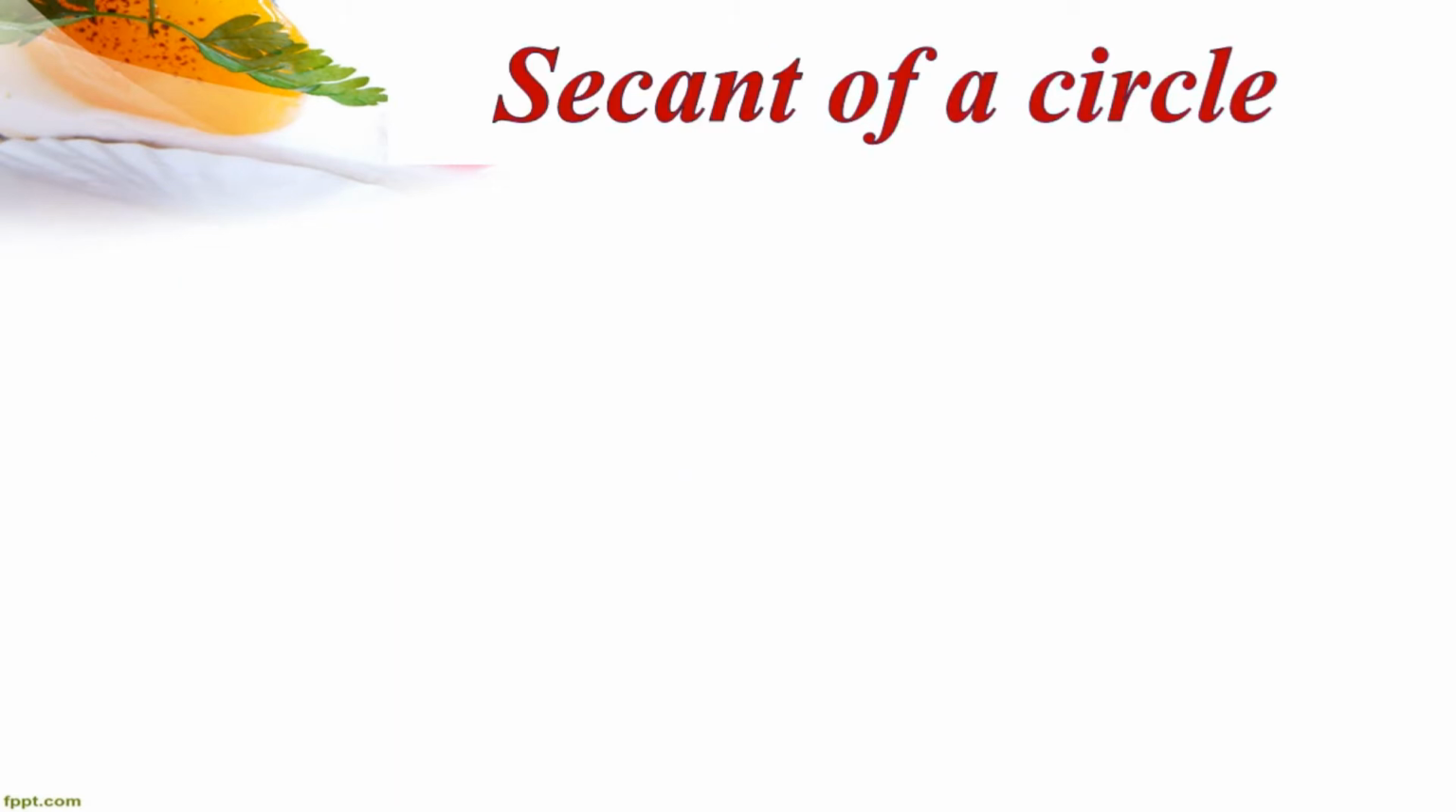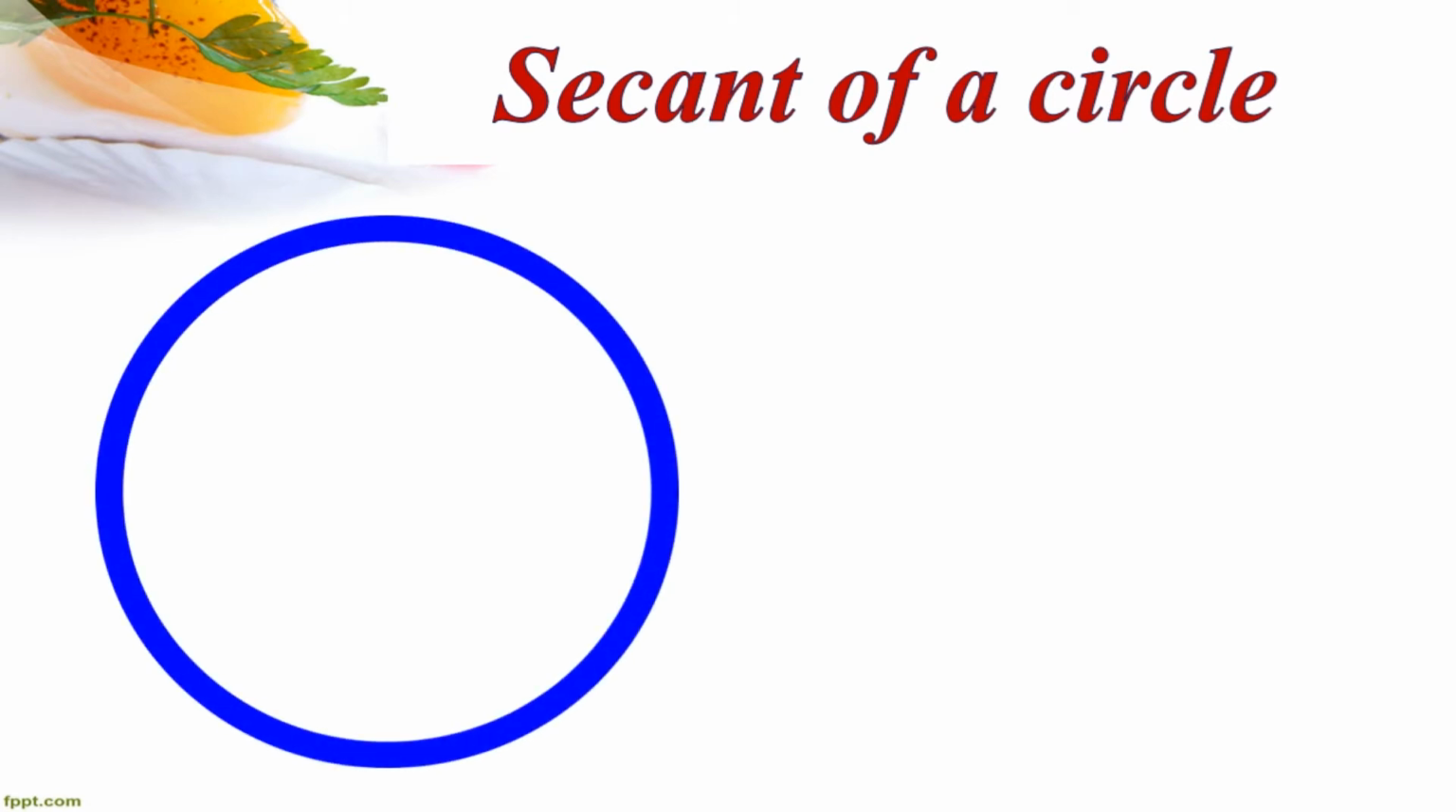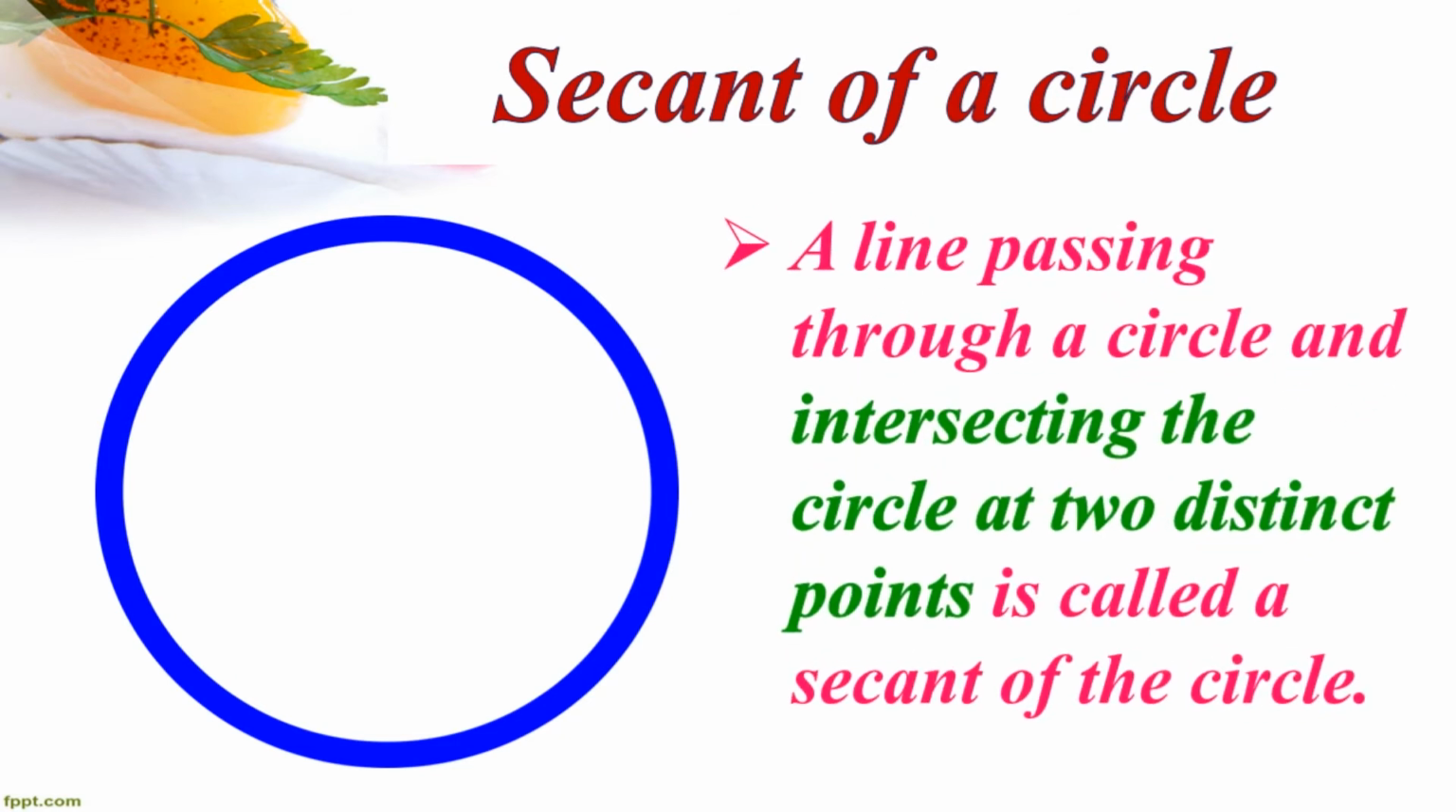So now coming to the secant of a circle. Here, a line passing through a circle and intersecting the circle at 2 distinct points is called a secant of the circle. That is, a line which passes through a circle and intersects the circle at 2 points is known as the secant.